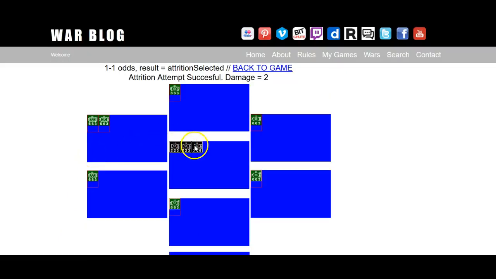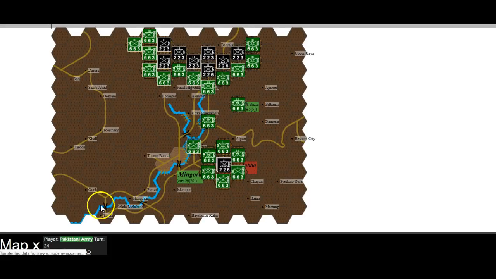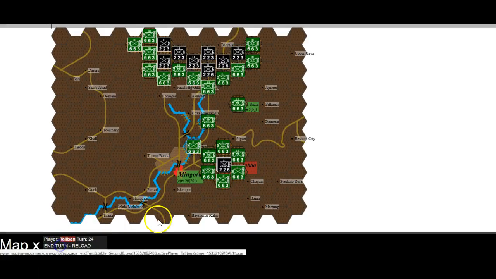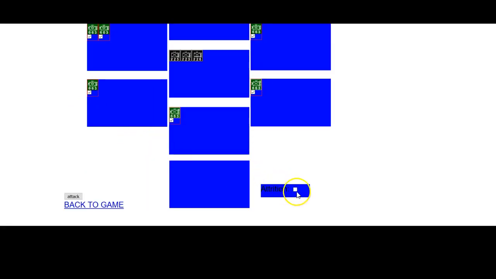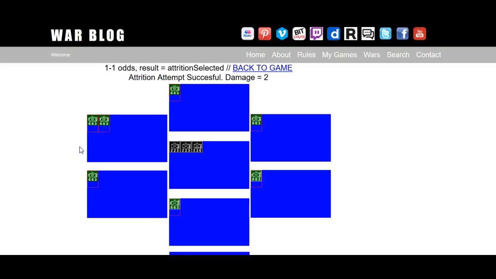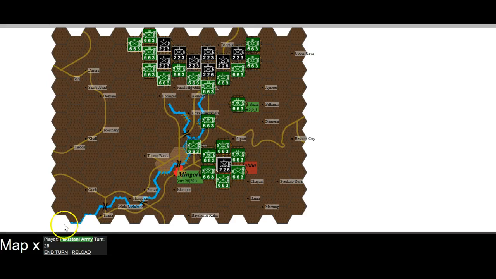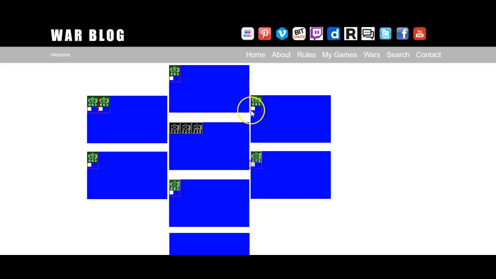Damage 8, 8, 4, still 1-to-1 territory. Two damage. This is going to snowball now. I mean, there's just absolutely no way they can fight their way out of that. So we can keep following with attrition.